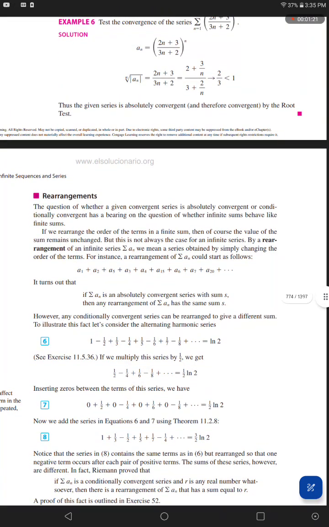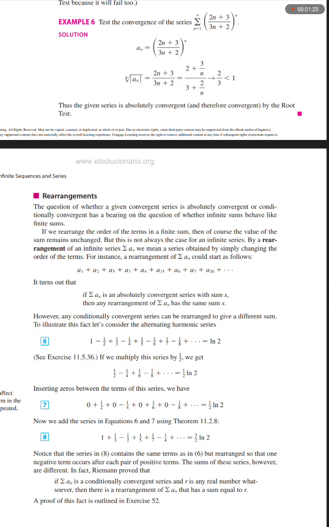Rearrangements. The question of whether a given convergent series is absolutely convergent or conditionally convergent has a bearing on the question of whether infinite sums behave like finite sums. If we rearrange the order of the terms in a finite sum, then of course the value of the sum remains unchanged. But this is not always the case for an infinite series.